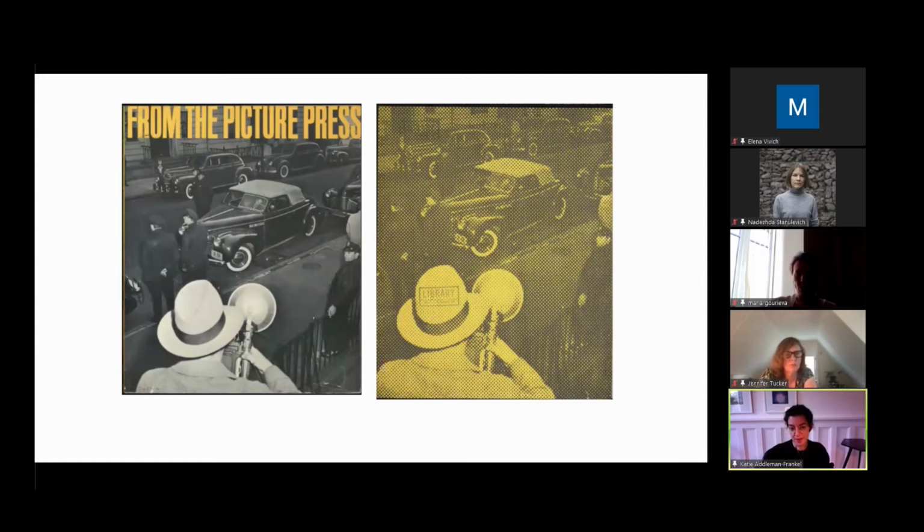This is from a 1973 exhibition that Szarkowski did at MoMA. This is the exhibition catalog. It was called From the Picture Press. And here on the inside cover of the exhibition catalog, you're actually seeing an image that shows you the halftone screen. So they're not trying to hide the reproductive process at all.